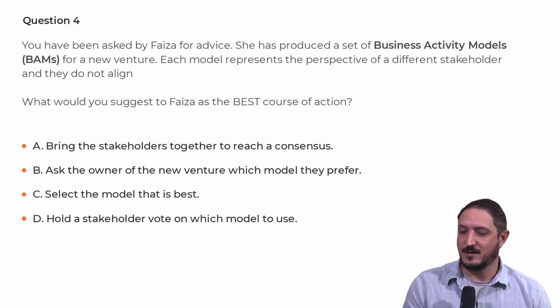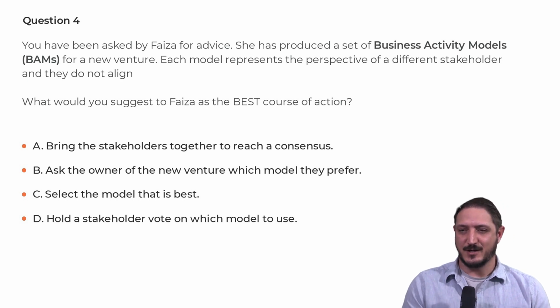Now let's look at what answers are available to us. It says A, bring the stakeholders together to reach a consensus. B, ask the owner of the new venture which model they prefer. C, select the model that is best. And D, hold a stakeholder vote on which model to use.